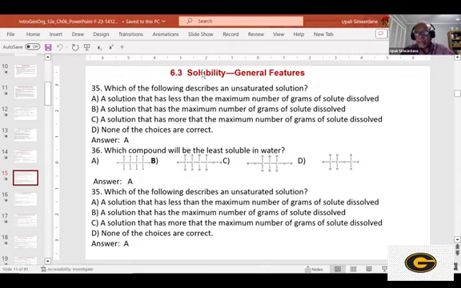Least soluble is non-polar molecules. Water is polar. Butane is non-polar. Therefore, least soluble in water is A. They're based on intermolecular forces.